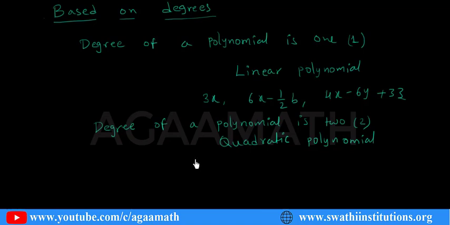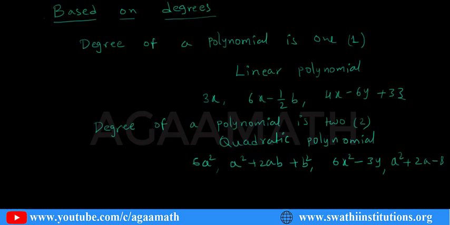So 6a square, whose degree is 2, is said to be a quadratic polynomial, or a square plus 2ab plus b square, whose degree is 2, is also a quadratic polynomial. 6x square minus 3y, here also the degree is 2. These are all just examples of having degree 2. All such polynomials are said to be quadratic polynomials.